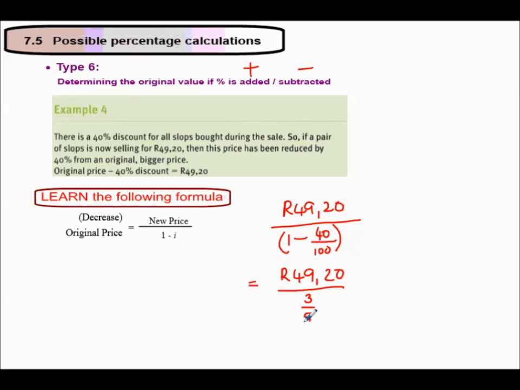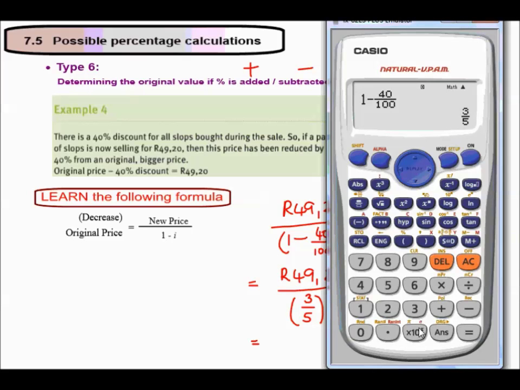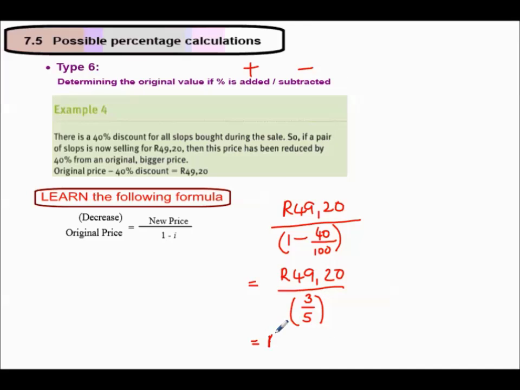3/5. And because we're using the scientific calculator, don't let that awful fraction surprise you. Remember this is in temporary memory, so what I can do is say 49 Rand and 20 cents divided by, this line here means divided by, the answer that I got, and it would be 82 Rand. So the slops cost 82 Rand.